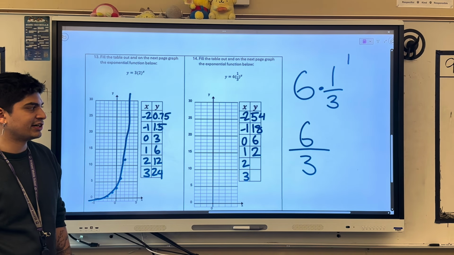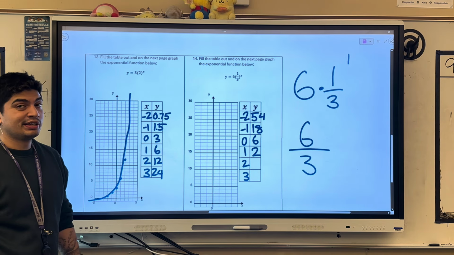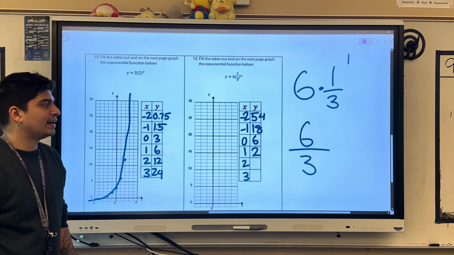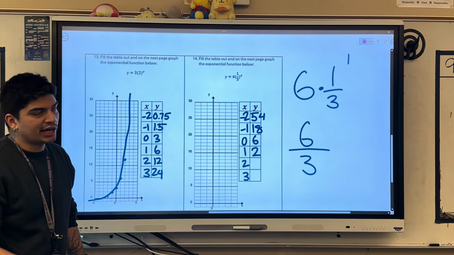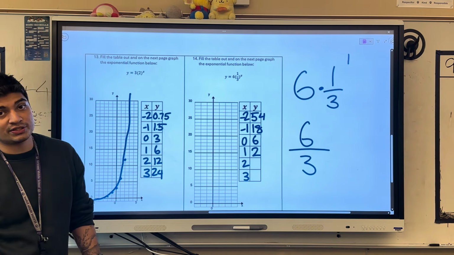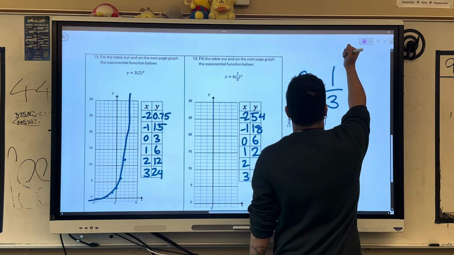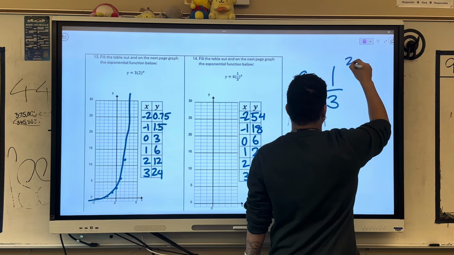And you can actually start to notice what the pattern here is as well. Same as I did over here, dividing by 3 every single time. So in this case, I could just do 2 divided by 3, write the answer, divide that answer by 3, and keep going. But for all intents and purposes, I'll continue to do this, right?